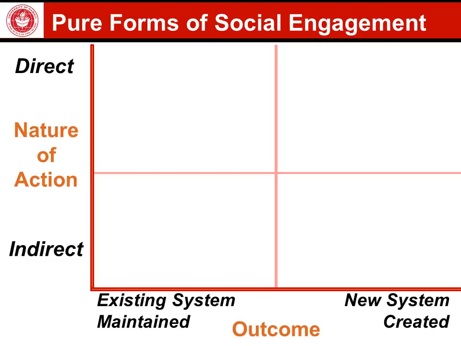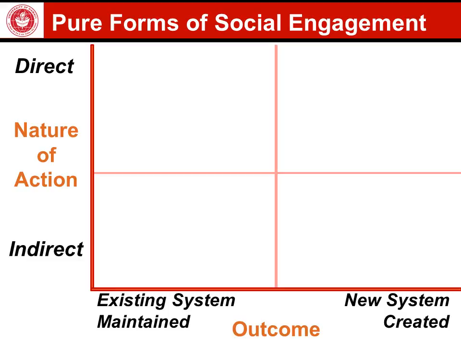Now, that can be a little bit confusing, so what we're going to do is go further into Osberg and Martin's article and talk about how social entrepreneurship differs from different forms of social engagement. So on this graph, we have on the bottom the outcome. Existing system maintained. This would be the equivalent of providing them a fish. You're addressing the problem of hunger, but you're not fundamentally changing the situation. New system created, that's disrupting and creating a new equilibrium, teaching them how to fish. So sustaining the solution into the future.